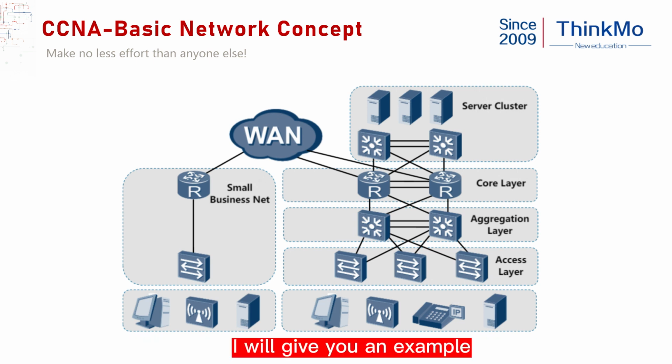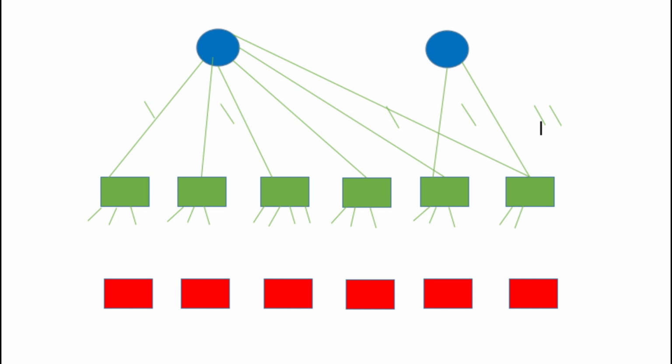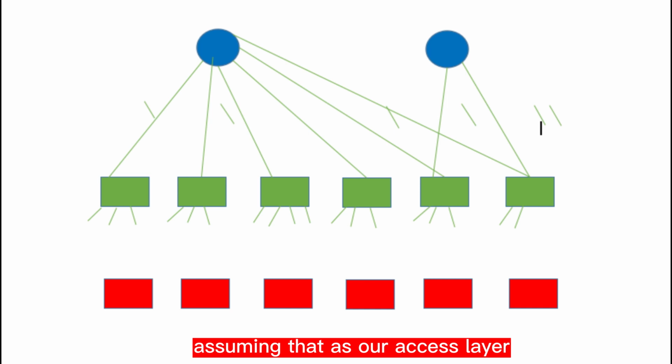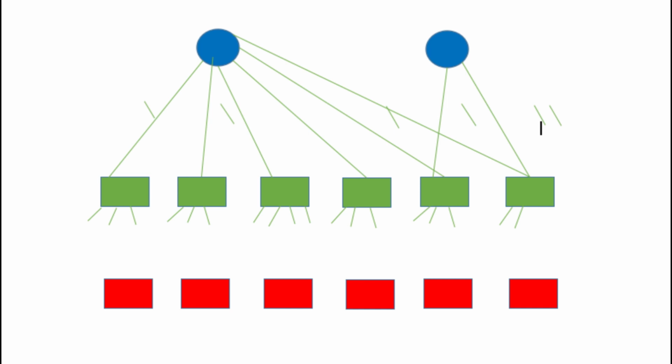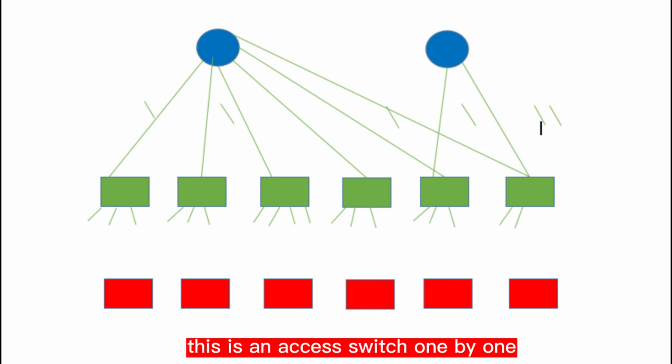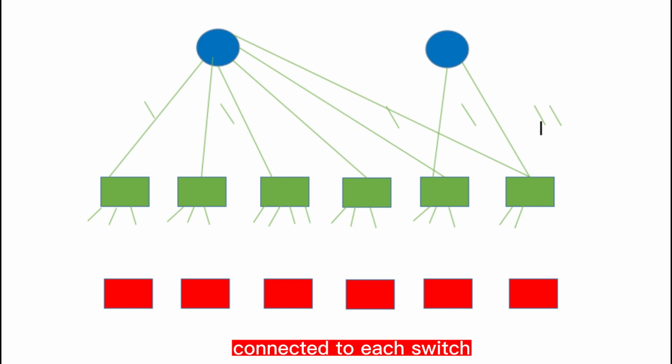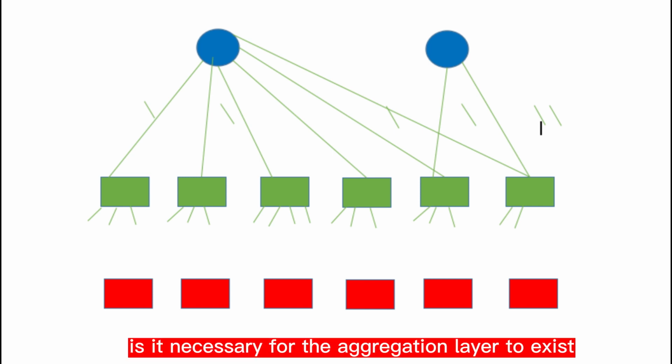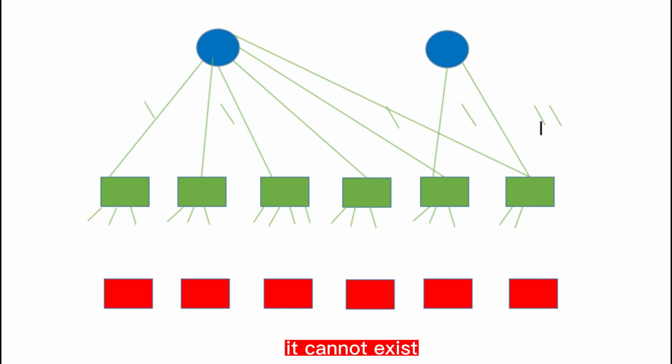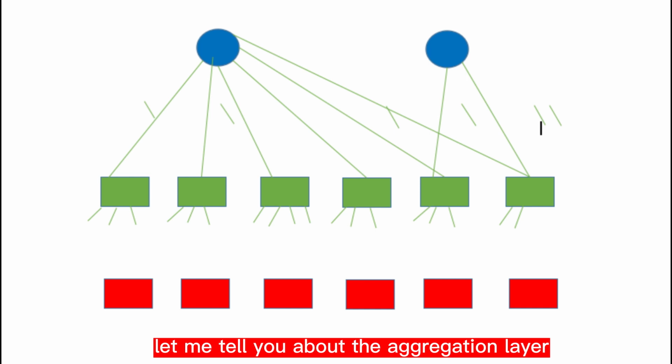I will give you an example. For example, these are our terminals, one by one, PCs, very many PCs. Assuming this is our access layer, these are access switches, one by one. There may be dozens of PCs connected to each switch. But is it necessary for the aggregation layer to exist? It is not strictly necessary. First of all, let me tell you about the aggregation layer.